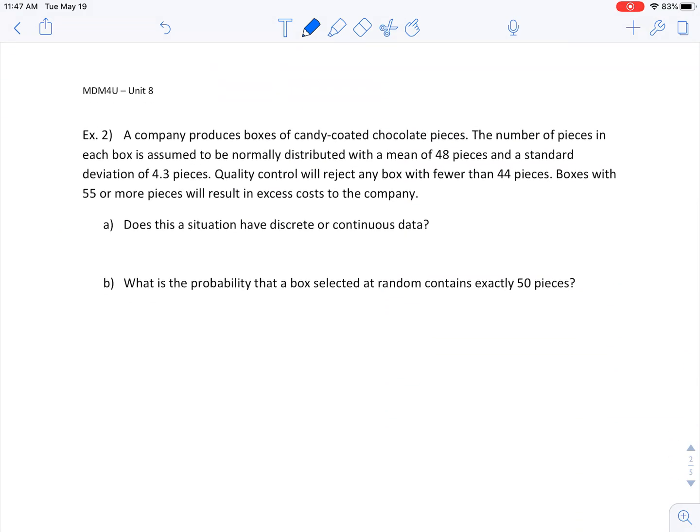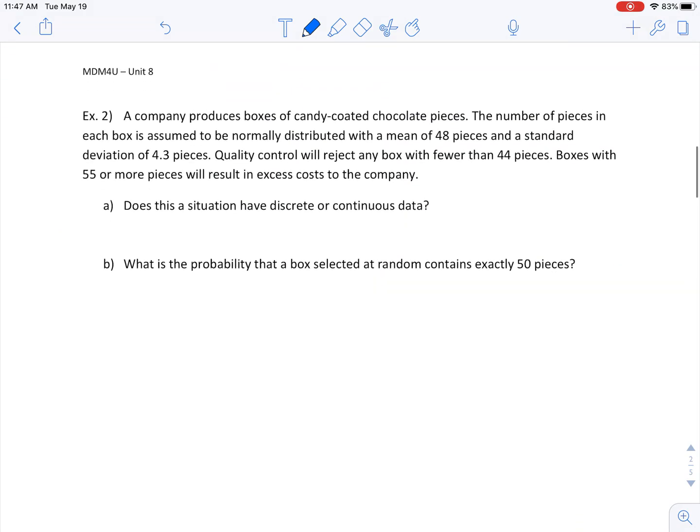So let's try an example here where you can use this. So we've got a company that produces boxes of candy-coated chocolate pieces. The number of pieces in each box is assumed to be normally distributed with a mean of 48 pieces and a standard deviation of 4.3 pieces. Quality control will reject any box with fewer than 44 pieces, and boxes with 55 or more will result in excess cost to the company. So the first question says, does this situation have discrete or continuous data? Assuming the pieces are whole, so whole pieces of candy, that means it's discrete.